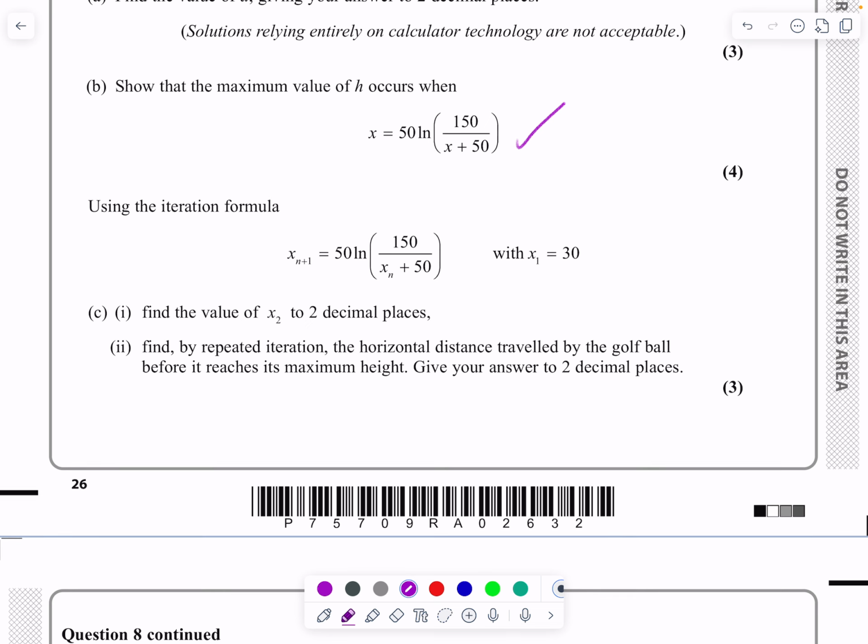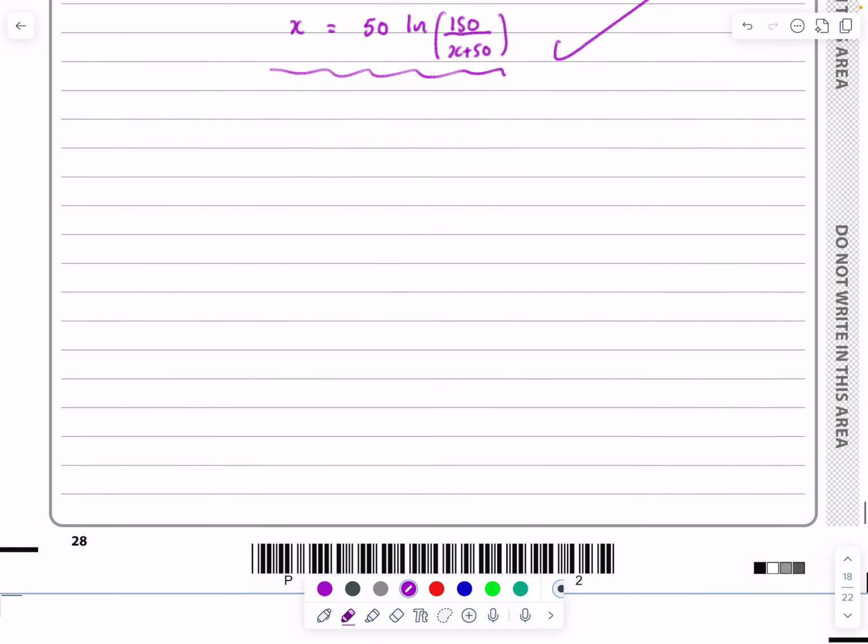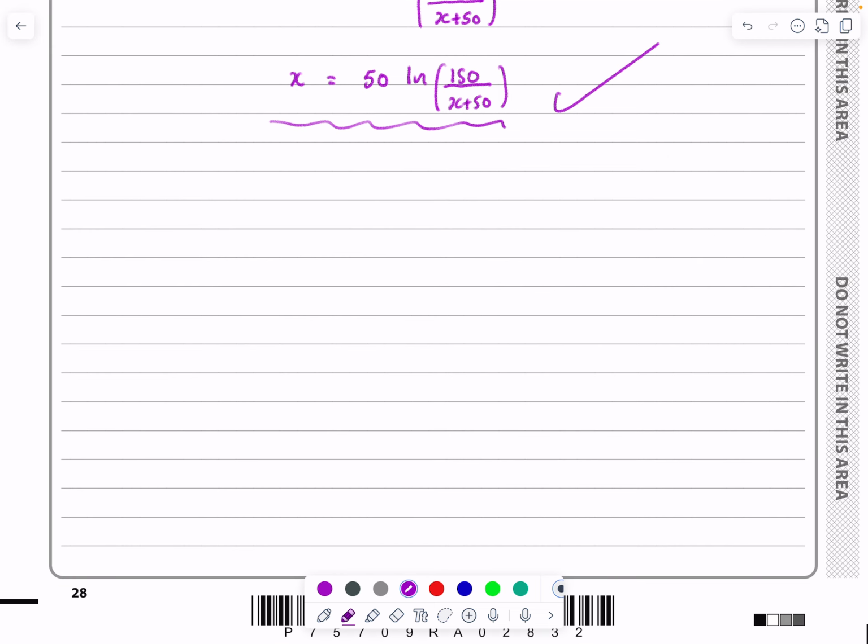Okay, once we've done that part then, part C says if this is the iterative formula now, this one here is the iterative formula, and we know we're going to be starting off with x1 equals 30. Can we find x2? Yeah, that'll be really, really straightforward. And then if we repeat the iteration, can we find x to 2 decimal places? So what I will need to do is keep going with my iteration until up to 2 decimal places it stops changing. And so I've done this before. It takes a lot of iterations to get to that, but we'll talk about that part in a second.